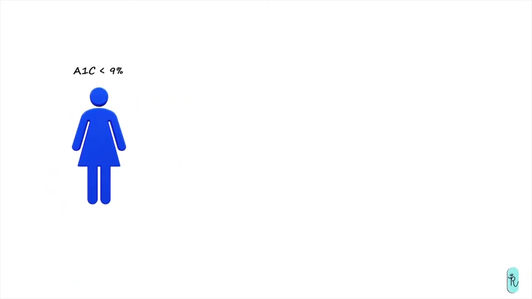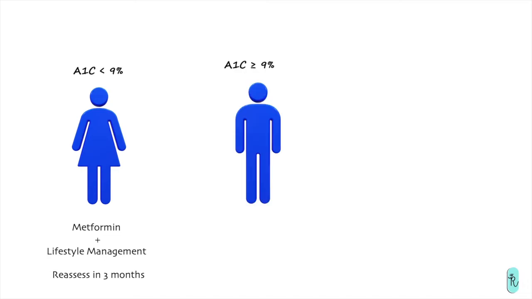For patients with an A1C less than 9%, we will first recommend metformin, which we will discuss shortly, in addition to lifestyle management. Then, we will reassess the patient in 9 months when we can get another A1C. If the A1C is greater than or equal to 9% but less than 10%, we initiate metformin in addition to another anti-diabetic agent and lifestyle changes. And we will again reassess this patient in 3 months.